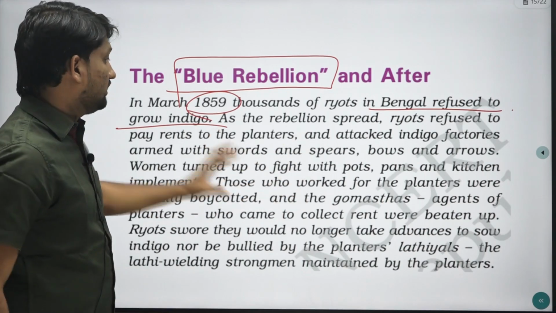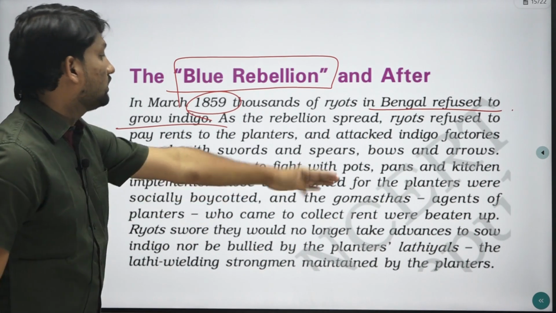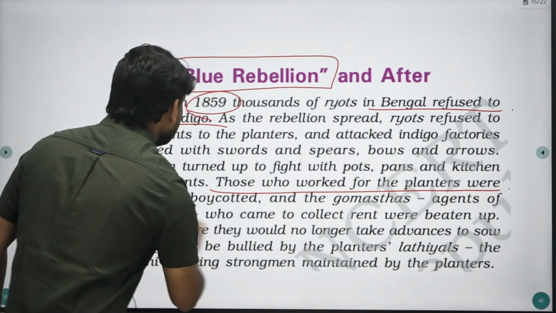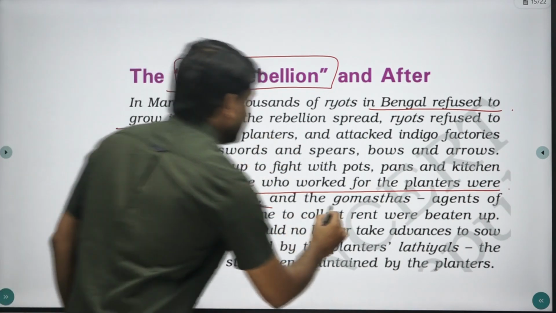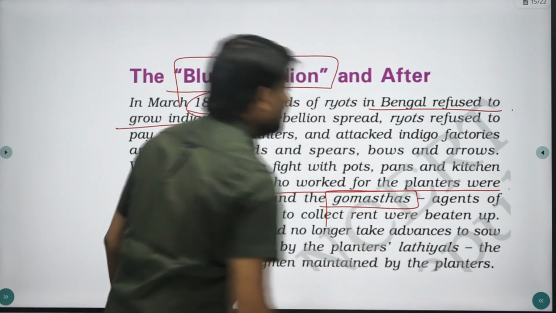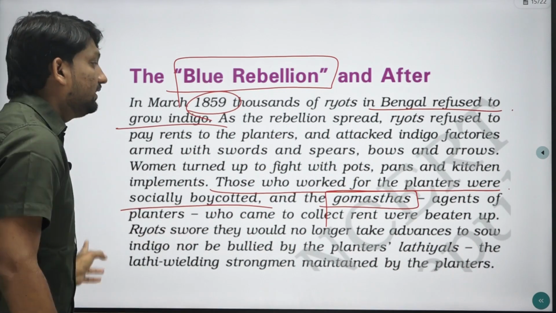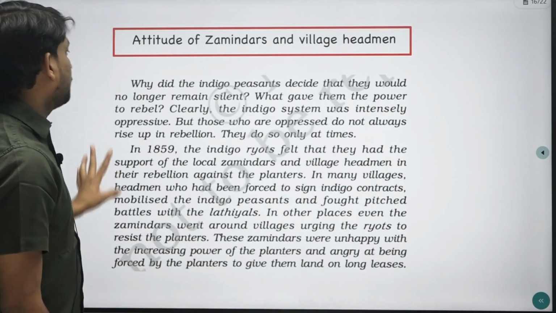Not only resistance and the refusal to grow indigo, those who worked for the planters were socially boycotted. Not only the planters, but also the Gomastha. Gomastha means the agents of the planters. So those who were associated with the planters and the agents of the planters, both were socially boycotted.